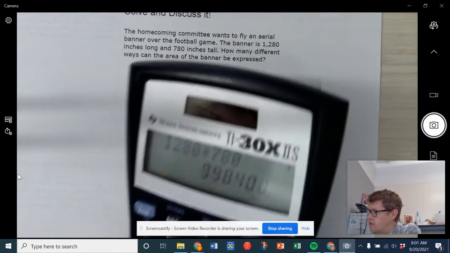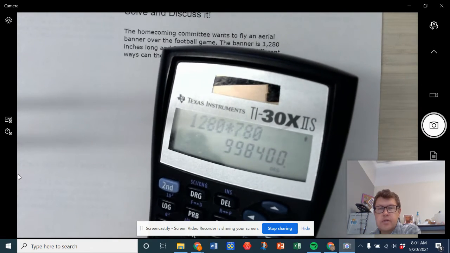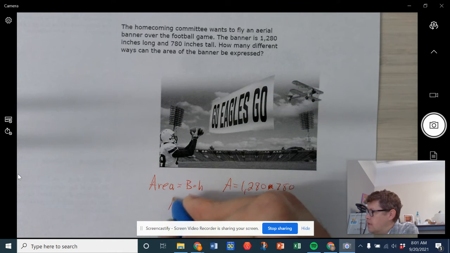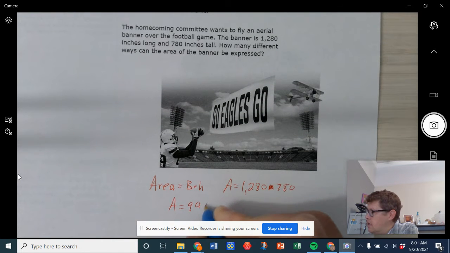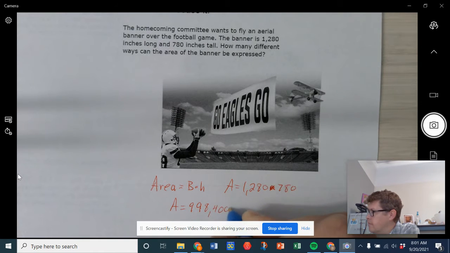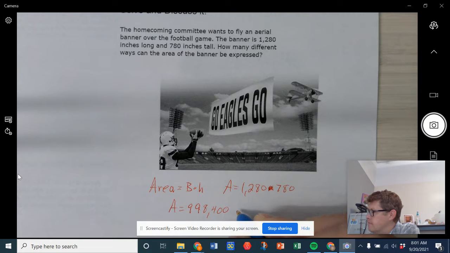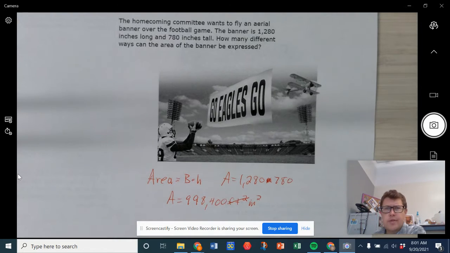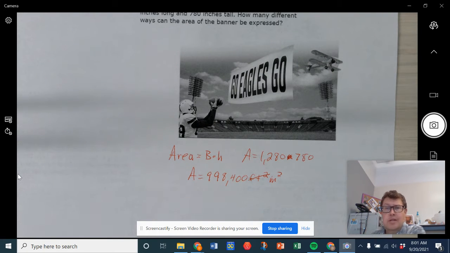1280 by 780, so 998,400. So the area is 998,400 square inches, inches squared. Man, it's early, guys. Sorry. Off my game today.